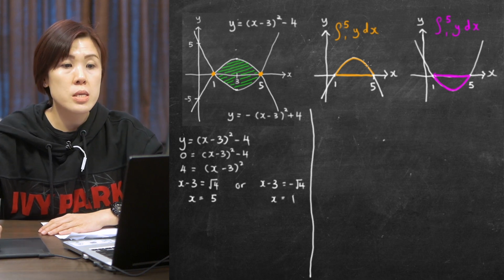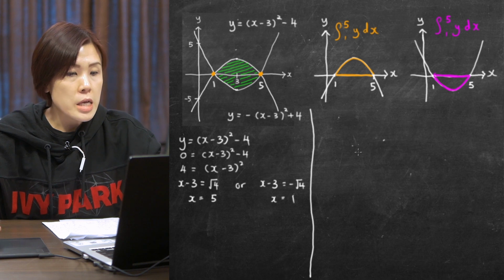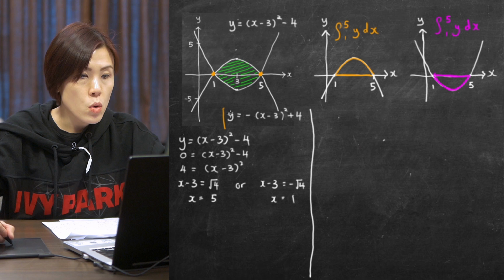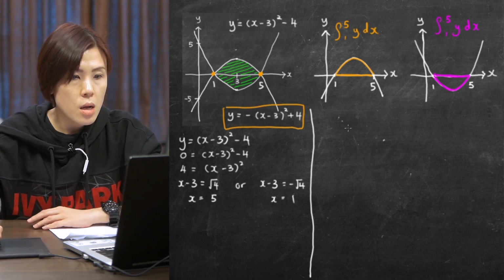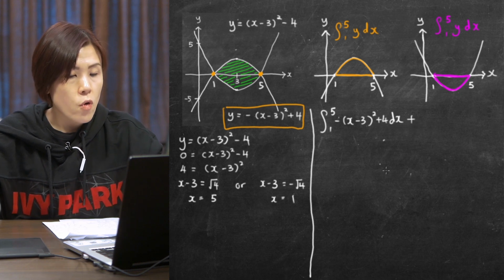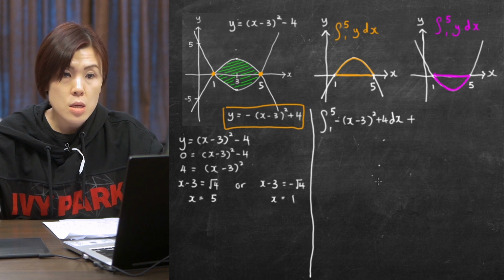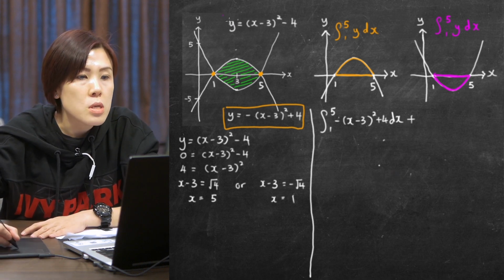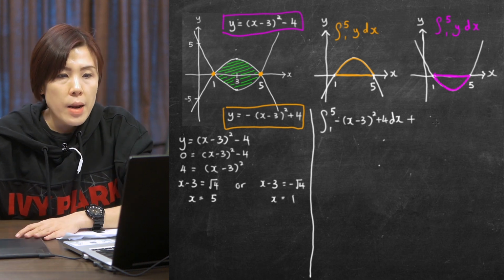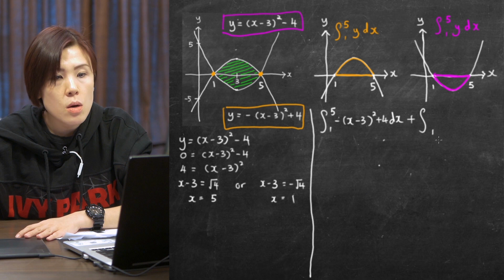Okay, so for this yellow region, the equation of this graph will be this. So I will need to use this to do integration from 1 to 5: negative x minus 3 squared plus 4. And then for this pink region, the equation that I will need to use is this one. So plus this, and the same limit, 1 to 5.